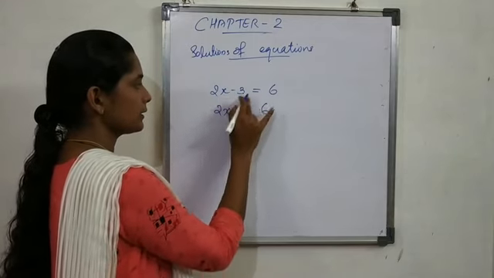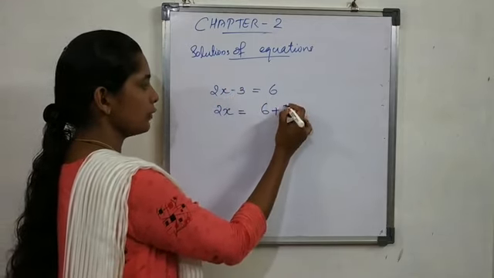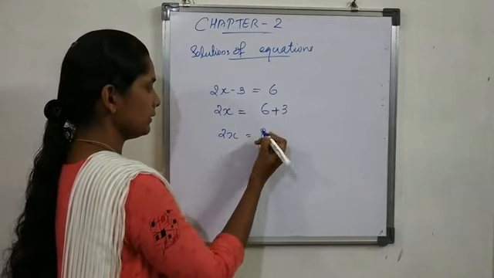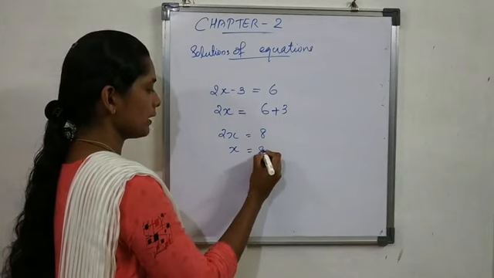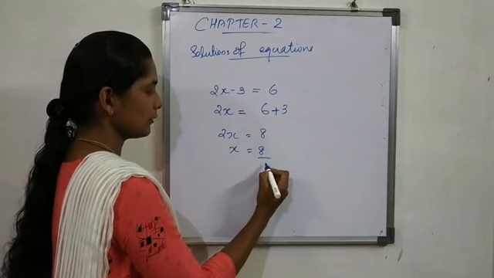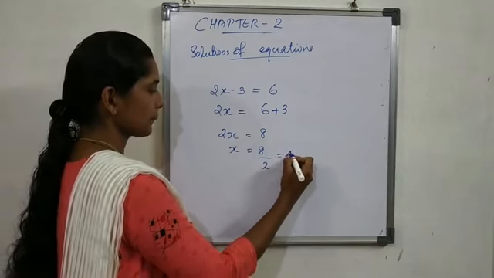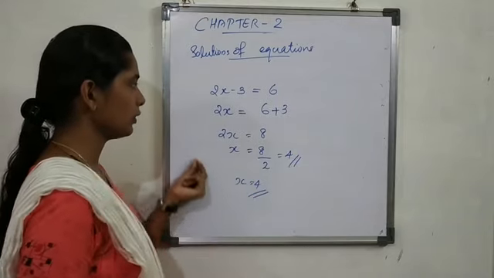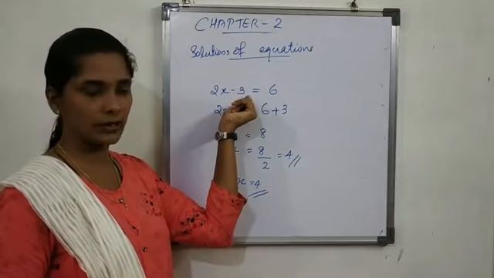How will you find the value of x? 2x is equal to 6 plus 3, since it is subtraction on the left side, we have to add it. That is 2x is equal to 8, or x is equal to 8 by 2. 2 is multiplied here, therefore on the right side we have to divide it. x is equal to 4.